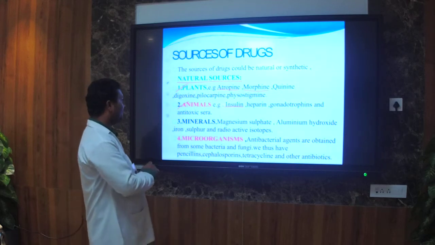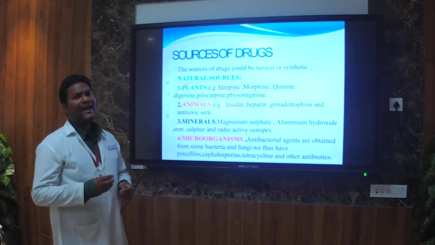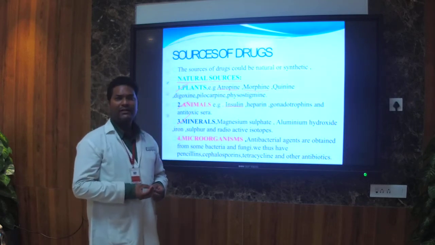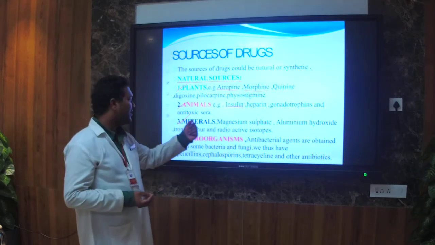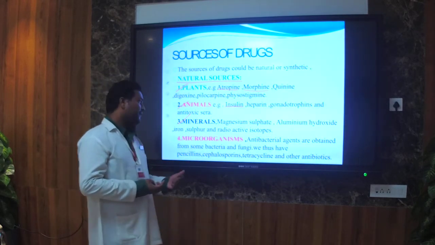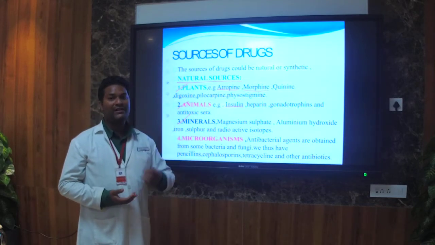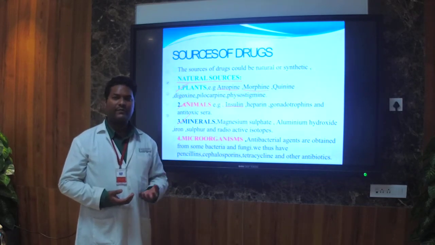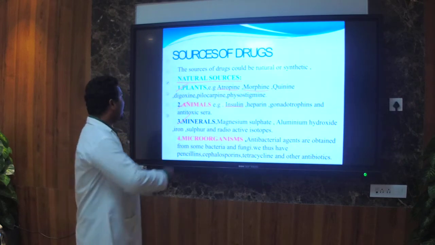And then we have the minerals. Various minerals are available in our nature or in our environment. We have magnesium sulfate, aluminum hydroxide, sulfur, and radioactive isotopes which are available in the environment. We extract them from the environment, process them, and make them into medicinal use.